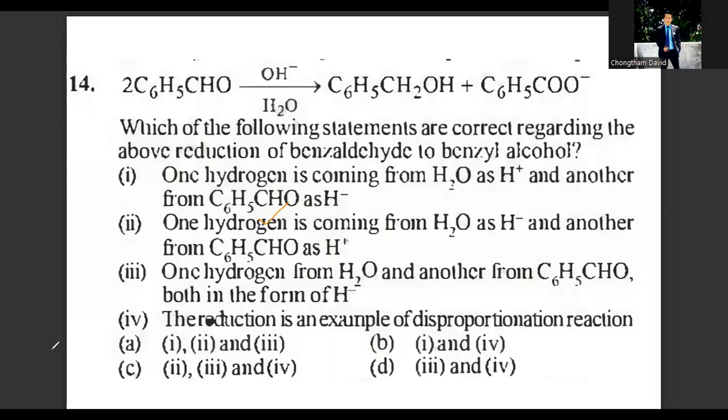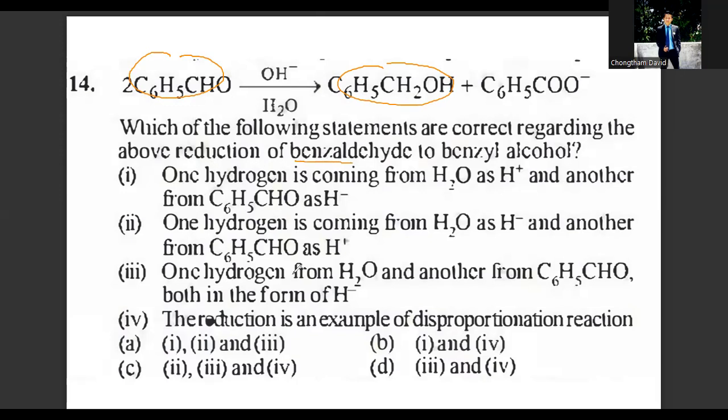Question number 14. Which of the following statements are correct regarding the above reduction of benzaldehyde to benzyl alcohol? What is this? The reverse of oxidation. When alcohols are oxidized, they change to aldehydes. Now it is a reduction process. Reduction of benzaldehyde. The question is asking which is the correct answer.